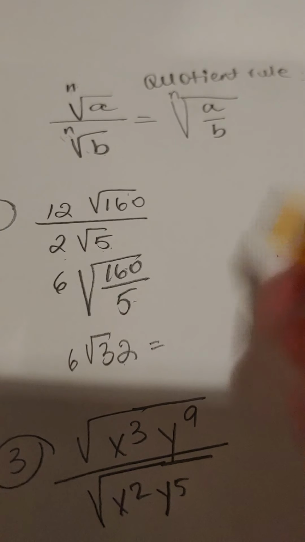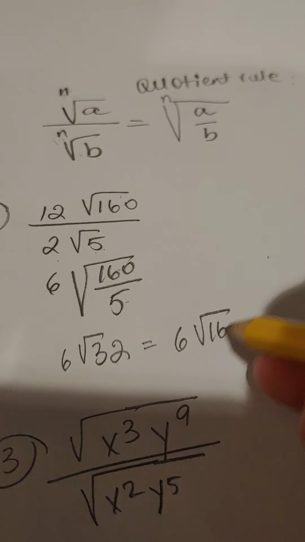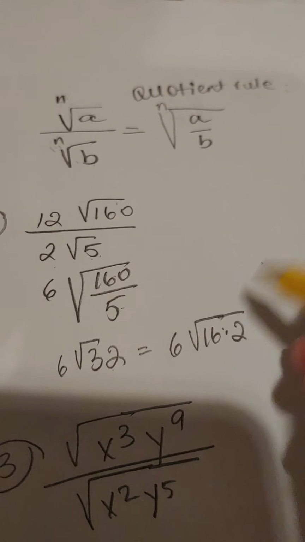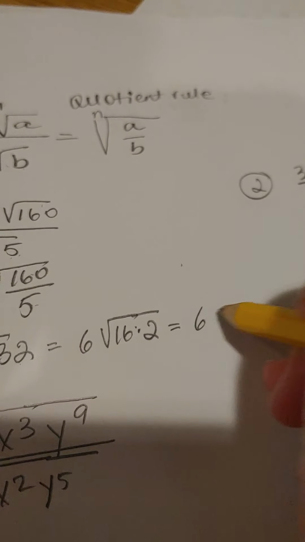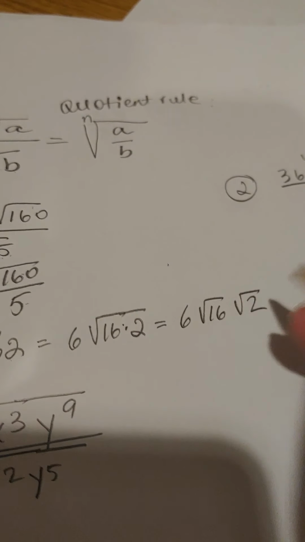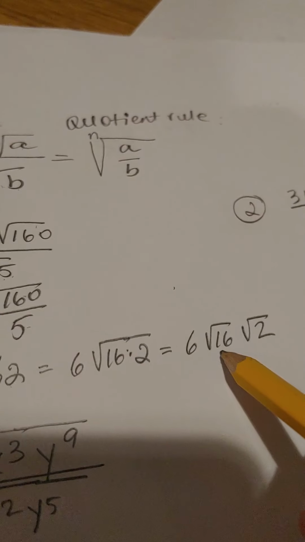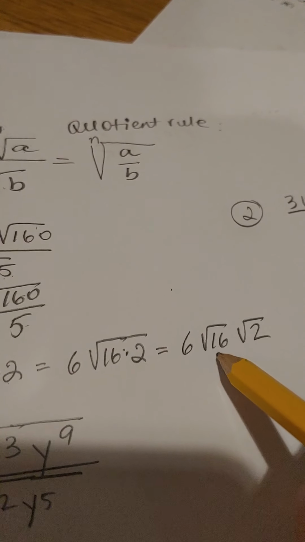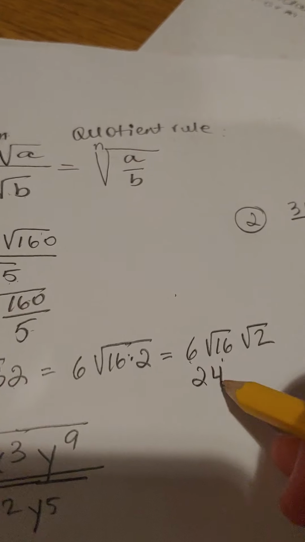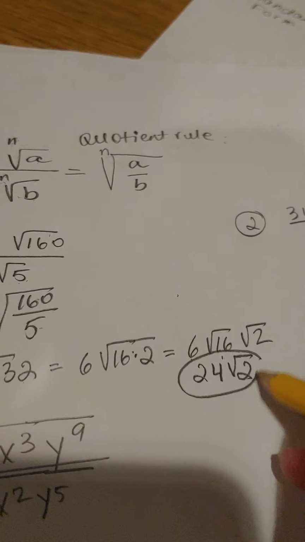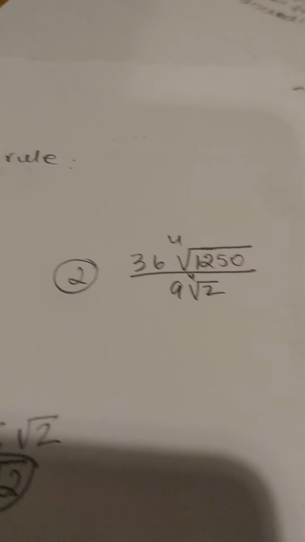32 could be split up into 16 and 2. Then I'm going to put 16 and 2 under different radicals. I'm going to take the square root of 16, and it's 4. 4 times the 6 in front of it is 24. Square root of 2 is the final answer for number 1. Number 2.